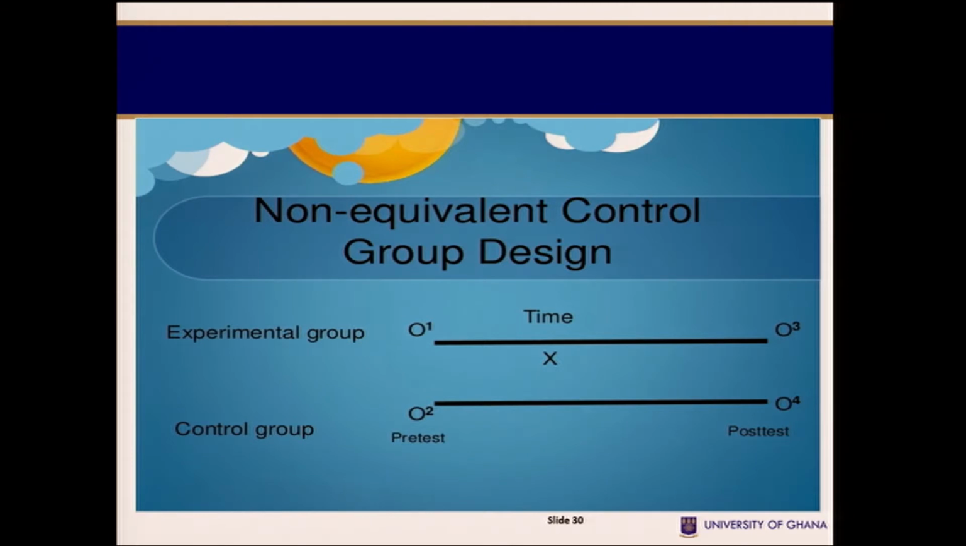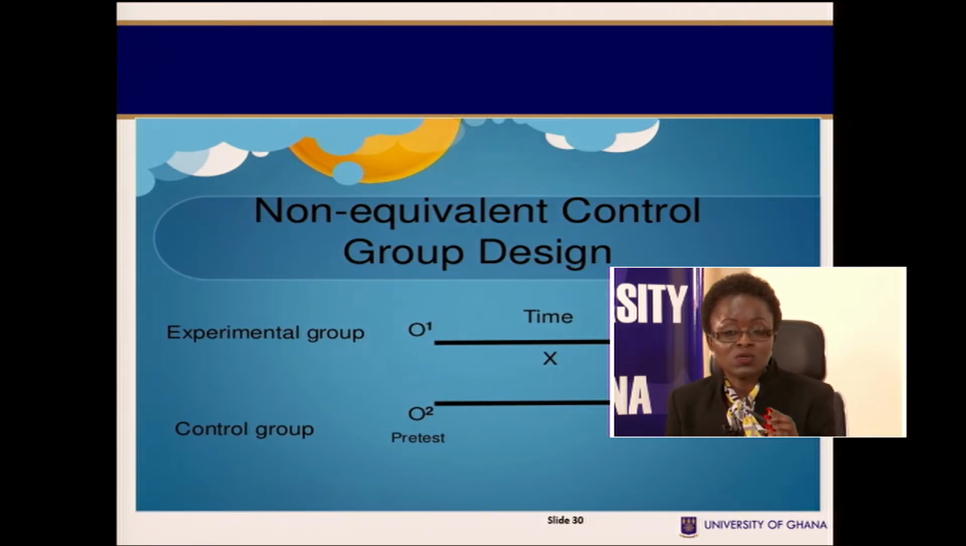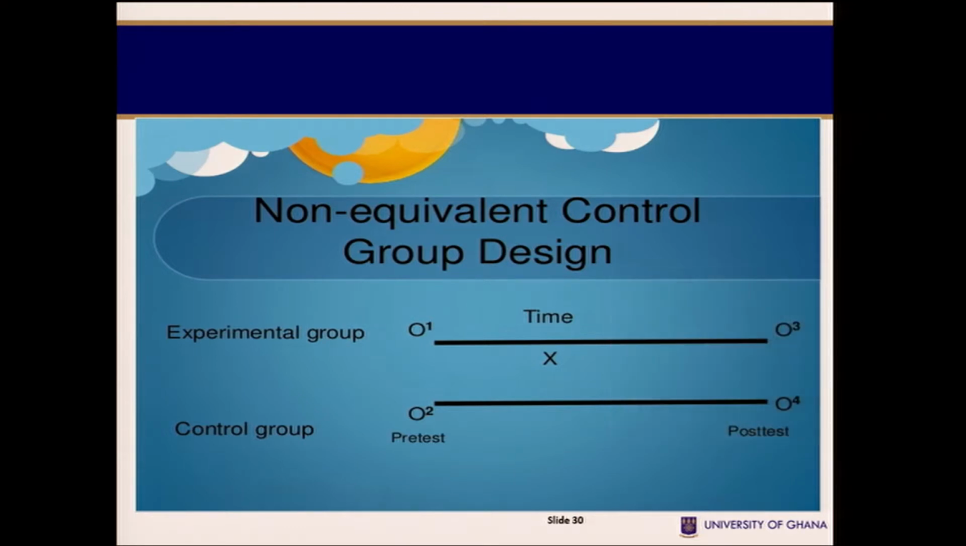So this is an example of a non-equivalent control design. You have the experimental group and then the control group. And I want you to remember that there is no randomization. So we have just divided them into groups. And then you have seen O1 and O2, which signify the pretest, or the baseline data, or asking them to fill the questionnaire before they start the treatment.